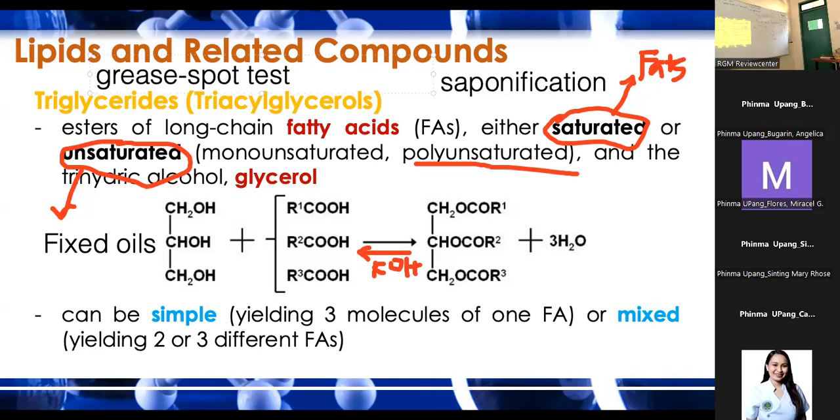That is where, sa test na ito, nanggaling yung term na fixed oil. Kaya siya fixed oil kasi naka-fix sa papel. Hindi siya nawawala sa papel. Yung fixed oil, parang fixed assets. Dapat hindi nawawala yung fixed assets.